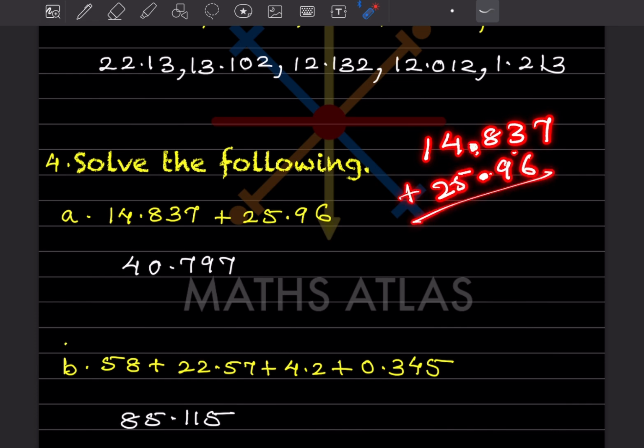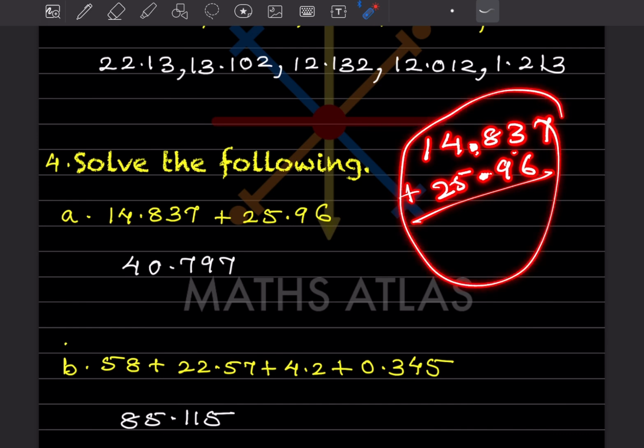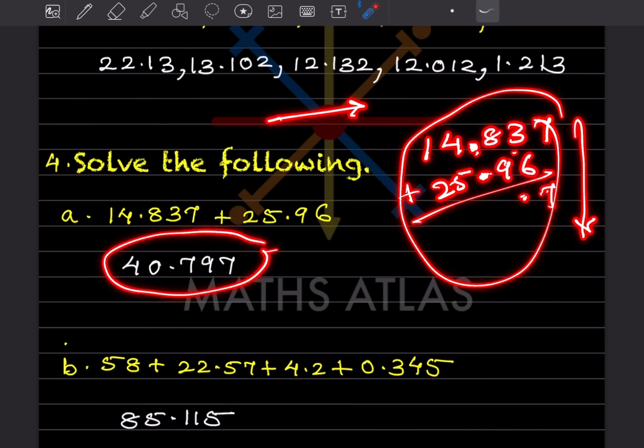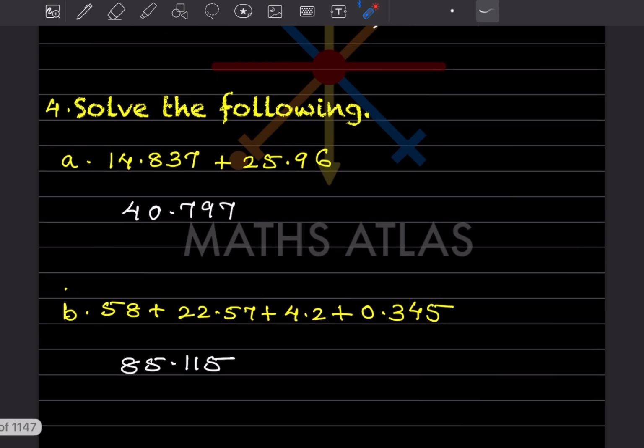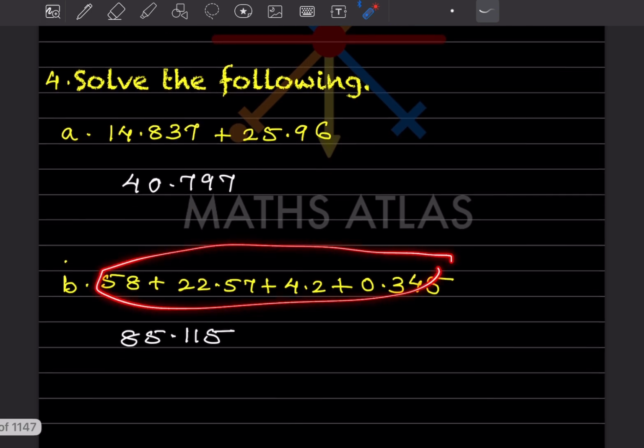Whenever you are adding, this is the vertical method. You do it vertically instead of doing it horizontally. Horizontal means this will be like this, and this is the vertical one. And later on, you are going to add it. So the answer should be 40 point, so this will be 40.797. Same here. This is 58.